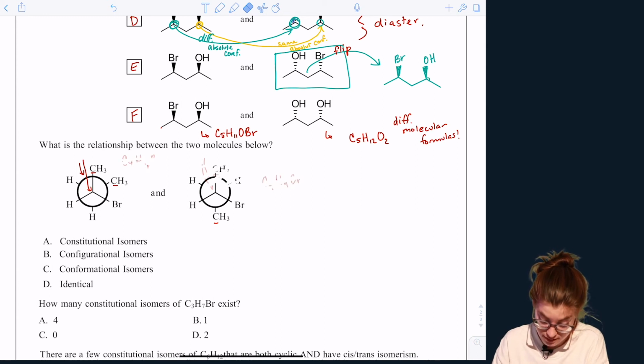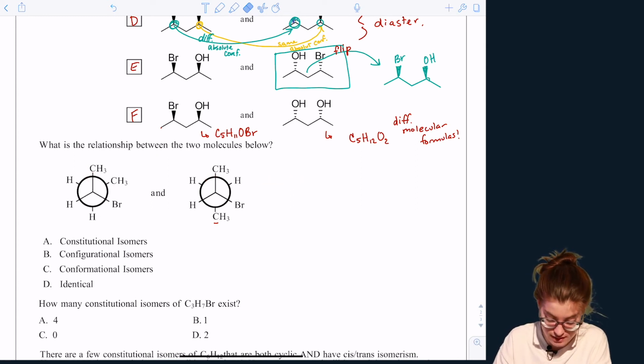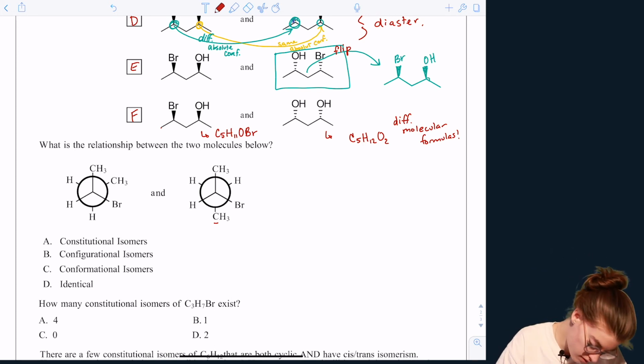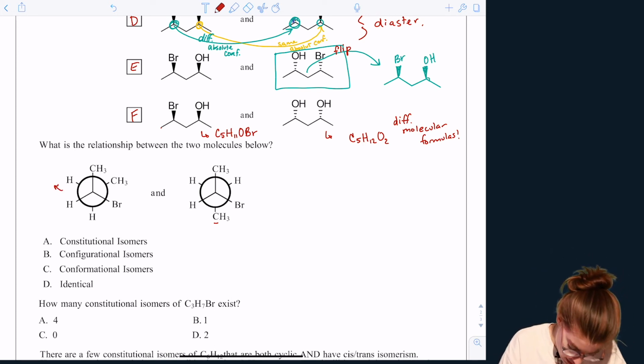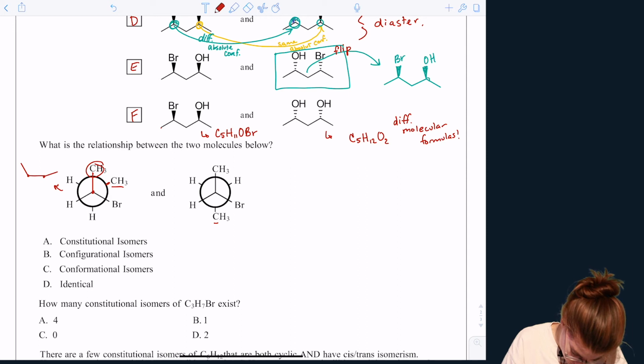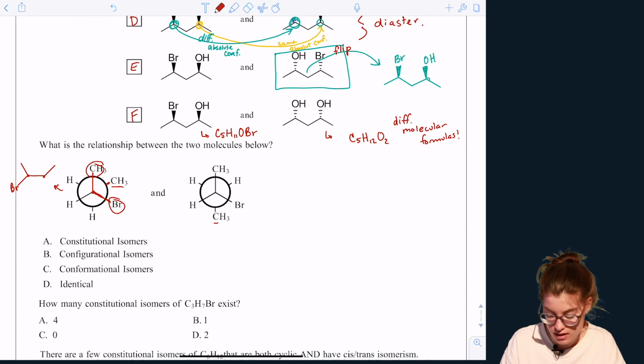Now let me check the connectivity. Okay, the connectivity is the same. So if I draw this the way that it looks, I have the front carbon and the back carbon of my Newman projection. On the front carbon, I have a methyl group. And on the back carbon, I also have a methyl group. So I guess I'll draw it like that. And then also on the front carbon, I have this bromine. And then I have hydrogens. I'm not going to draw the hydrogens because they just make things look a little bit messier.